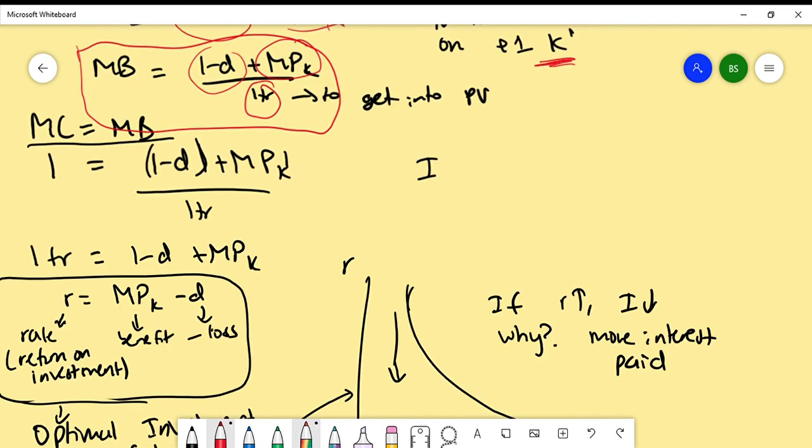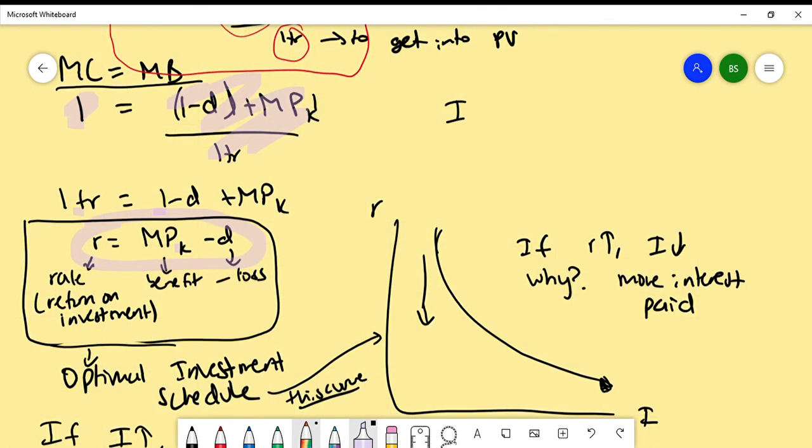So now we have to equate the marginal benefit to the marginal cost. So the 1, which is the marginal cost, equals this marginal benefit, and we get that R equals the marginal product of capital minus depreciation. And basically this is a rate, or the return on investment that a firm would have to get.